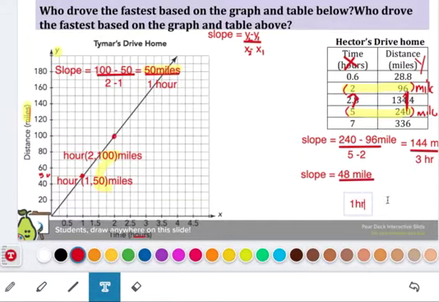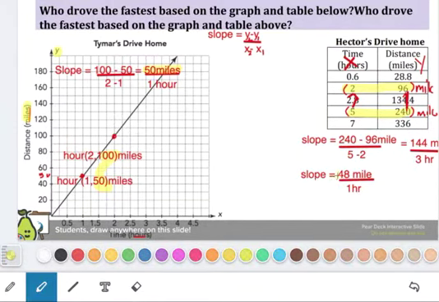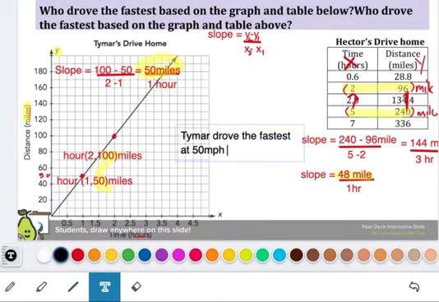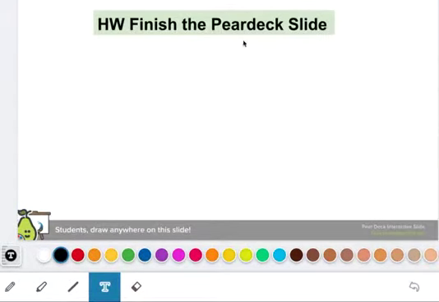Okay, so who drove the fastest? Hector's driving 48 miles an hour. Timir is driving 50. So Timir is driving faster. I'm going to put it in black here because everything else is in red: Timir drove the fastest at 50 miles per hour, while Hector drove 48 miles per hour for each hour. Same thing, okay? That's it. That's your homework because that's what it says here. Homework finished. All right.